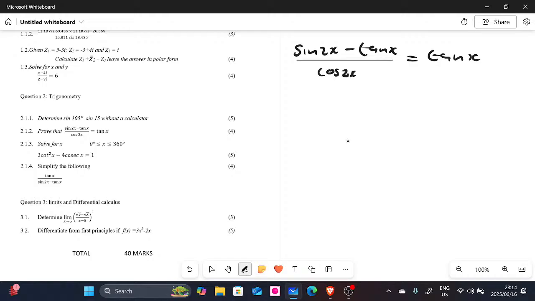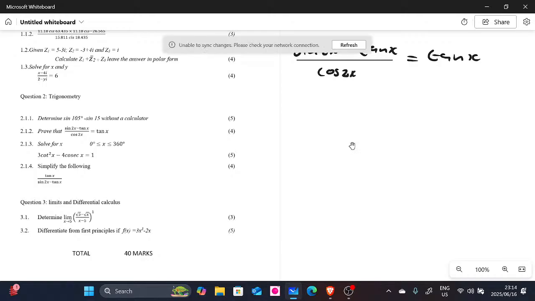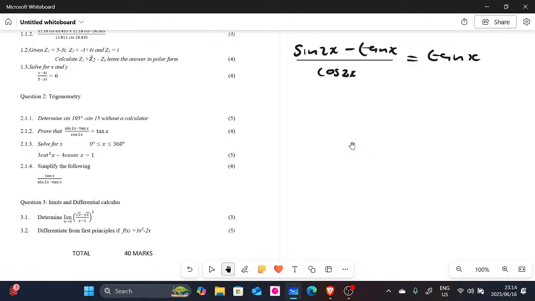Whenever you're proving whether the left hand side equals the right hand side, make sure that you always, oh, our network, are we still together, people? Our network.